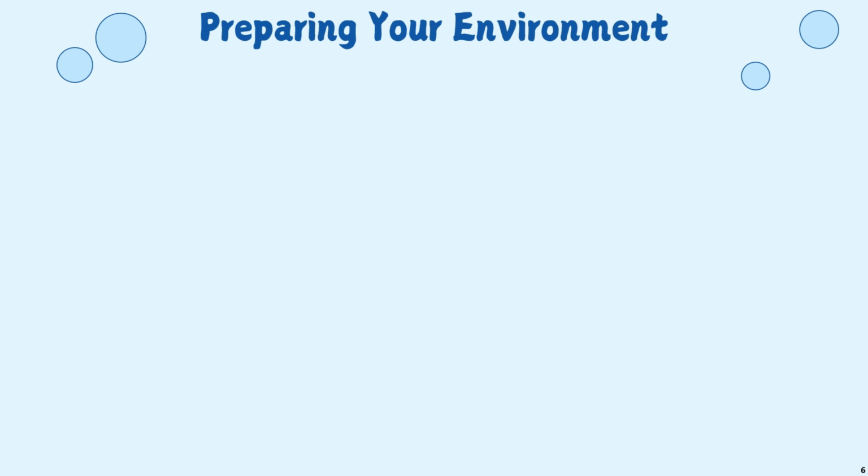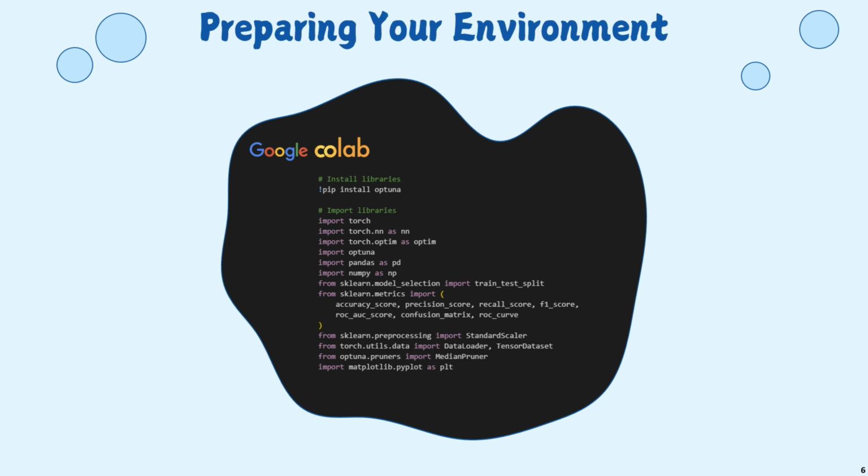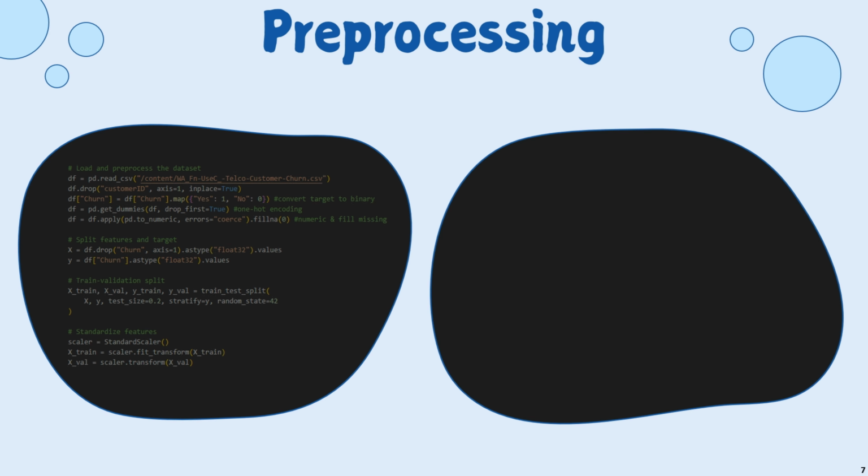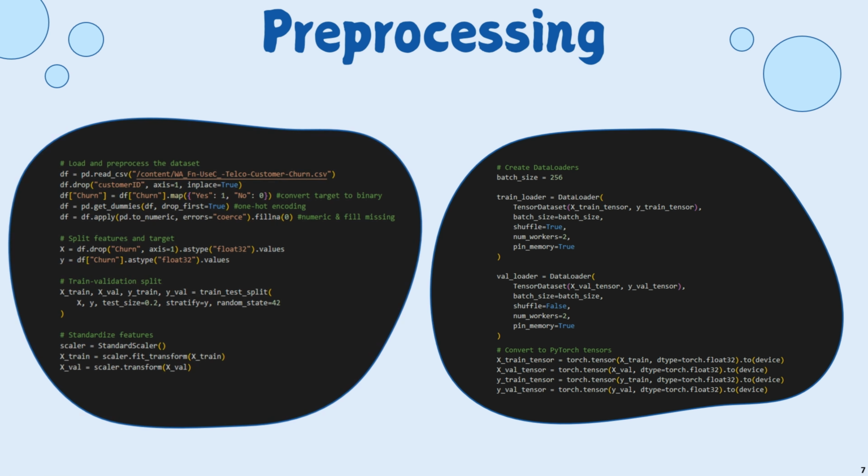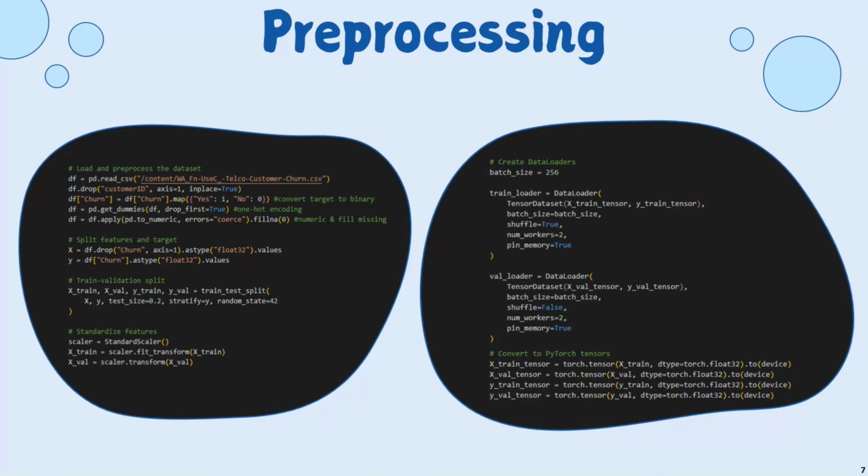To prepare the environment, I imported various libraries that are typically used to create and evaluate models into Google Colab. I also installed Optuna, imported Optuna, and from optuna.pruners, imported MedianPruner. More on pruners later. Now for pre-processing. First, we load in and pre-process the dataset. We split the features and the target, and we do a train validation split, as well as standardizing the features. Then we create the data loaders with a batch size of 256, since we don't want to load in all 7,000 rows of data at once. And then we convert to PyTorch tensors.